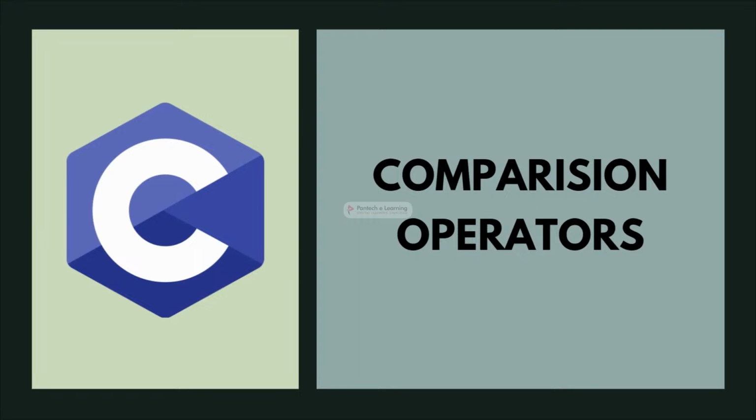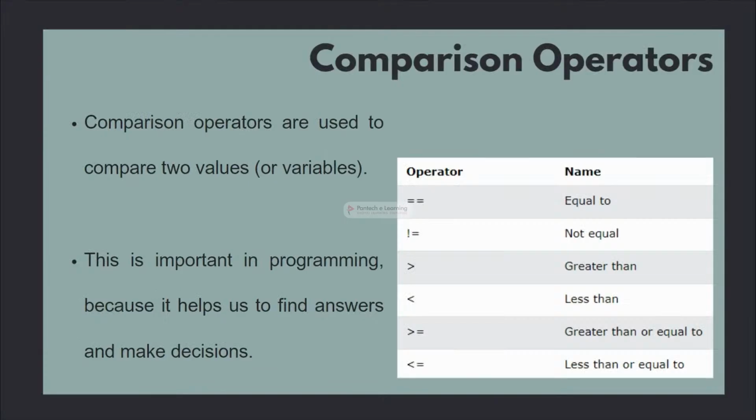So these are some operators we have seen in the previous class. Now we are going to see another operator which is used in a lot of places. This gives you a lot of opportunity and a lot of additional steps. That is the comparison operator. As the name itself suggests, it is used to compare two things. Comparison operators are used to compare two values or variables. Variables store some values, and you are going to compare them. This is important in programming because it helps us to find answers and make decisions.